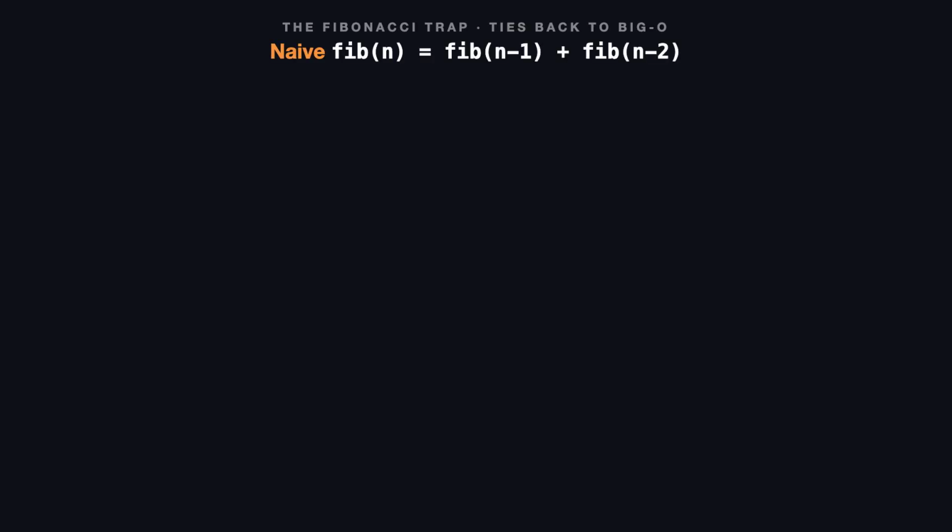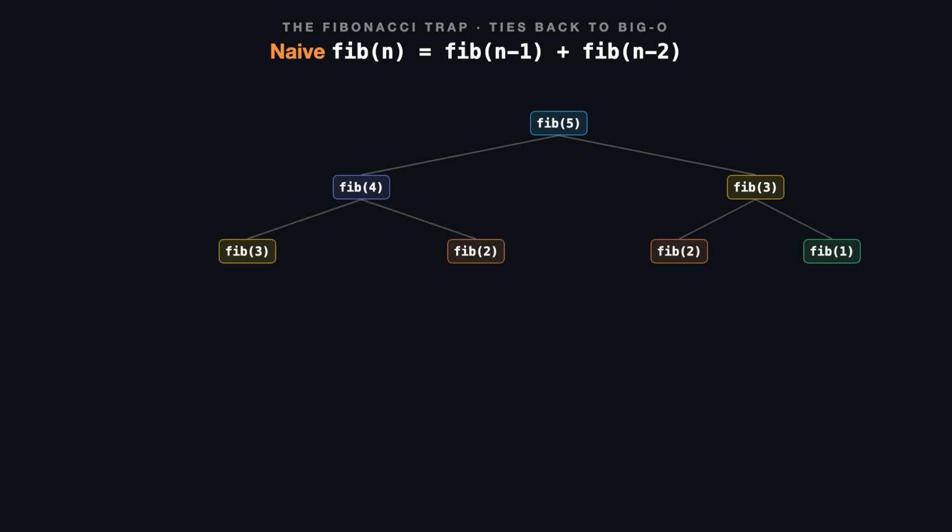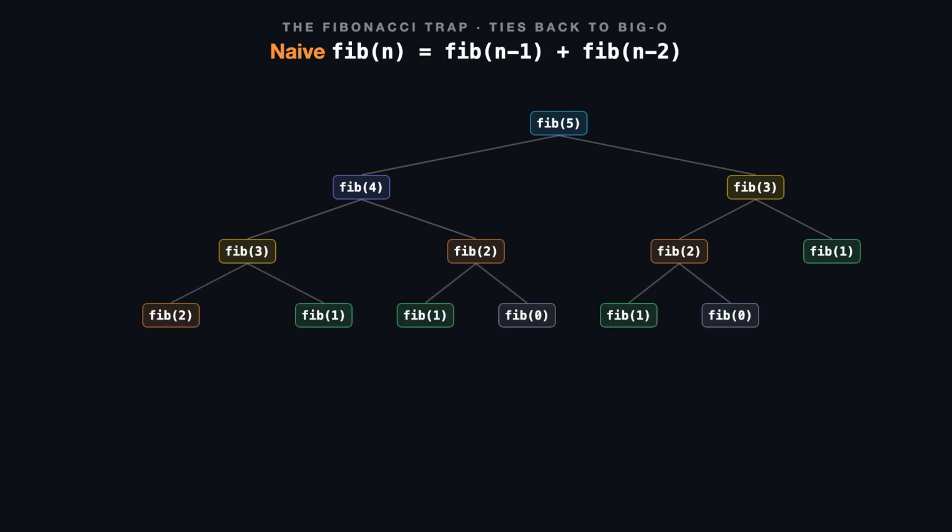But recursion has a sharp edge. Let me show you how it goes wrong. This ties straight back to Big O. Meet naive Fibonacci. Each Fibonacci number is the sum of the two before it. So fib of n calls fib of n minus 1, plus fib of n minus 2. 2 calls each time. Elegant, and, done this way, a disaster.